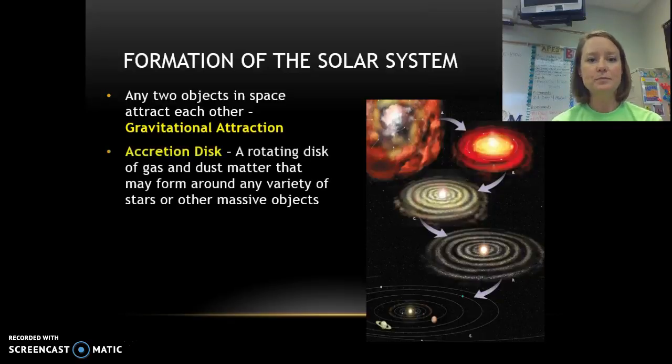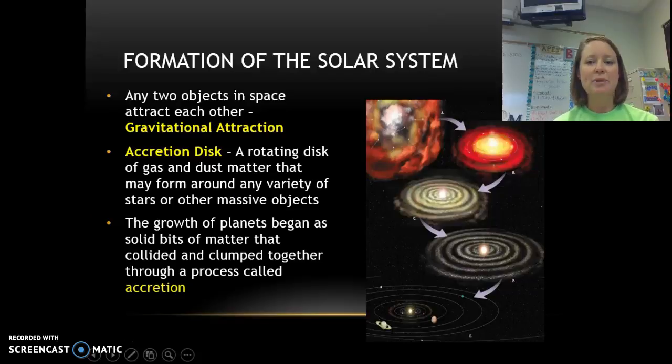All right, so originally when this nebula existed in space, a nearby exploding star released energy that caused this nebula to start to spin. That spinning disk of dust and gas is called an accretion disk. So we formed this accretion disk around the sun, and it started to look like the second stage of formation.